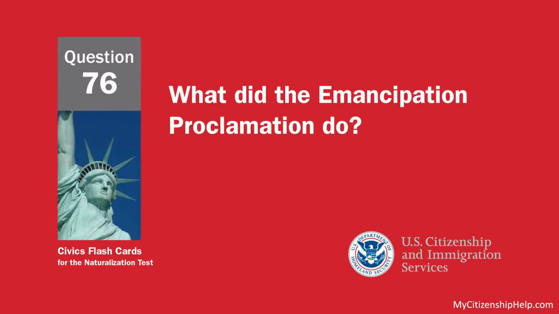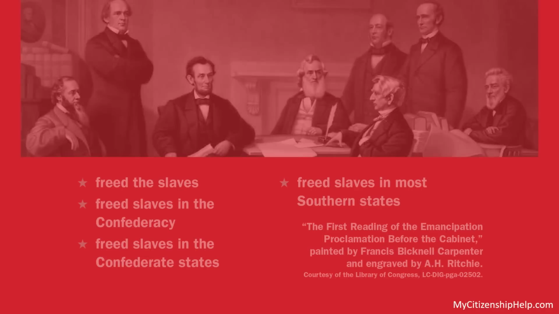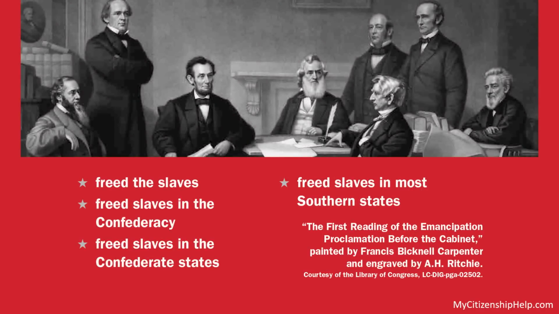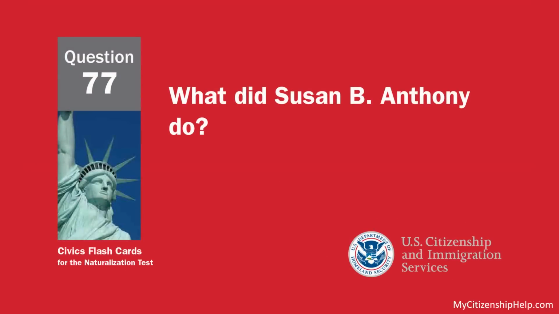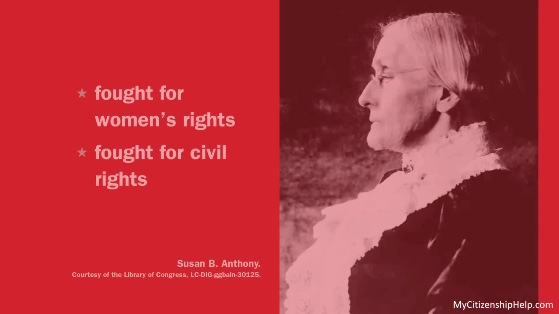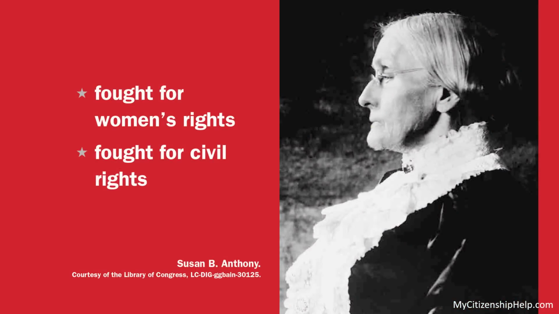What did the Emancipation Proclamation do? Freed the slaves. Freed slaves in the Confederacy. Freed slaves in the Confederate States. Freed slaves in most Southern states. What did Susan B. Anthony do? Fought for women's rights. Fought for civil rights.